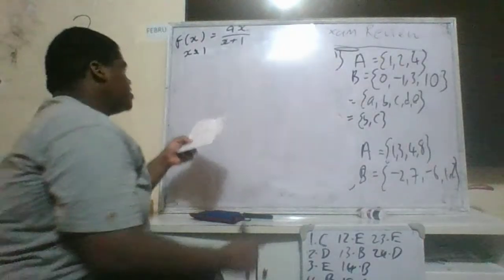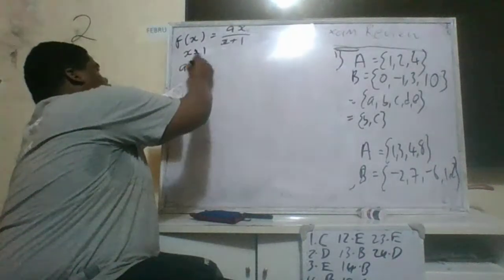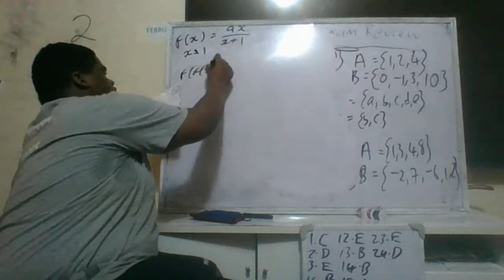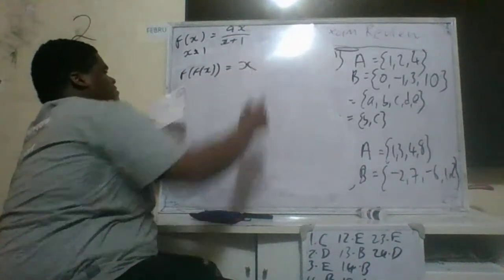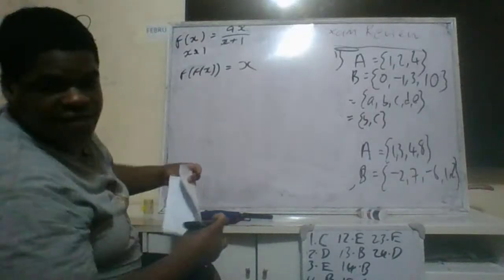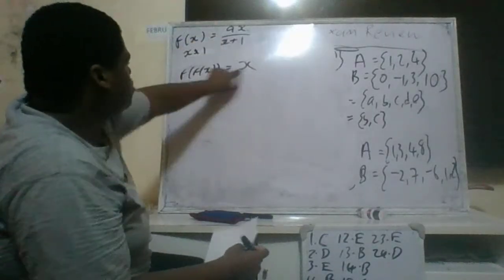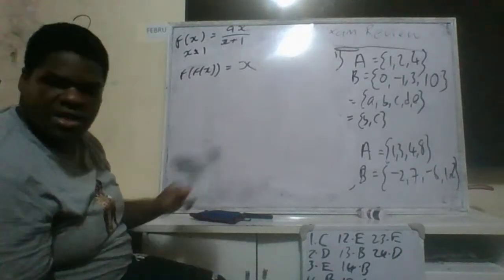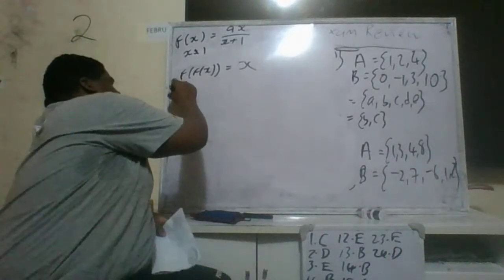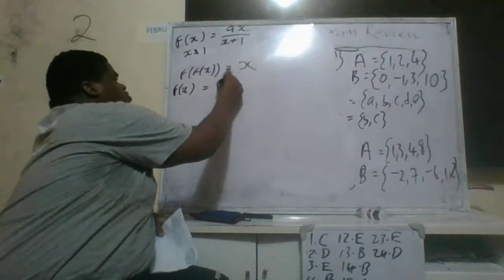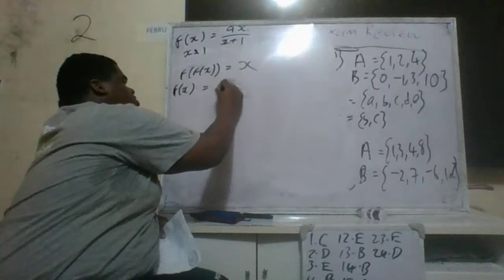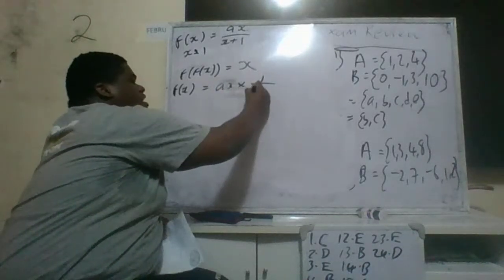Okay. What's the value of a so that f of f of x is equal to x? For what value of a would f of f of x equal x? Now let us first of all find what f of f of x is. If f of x is equal to ax divided by x plus 1, this is going to be equal to ax times 1 over x plus 1.